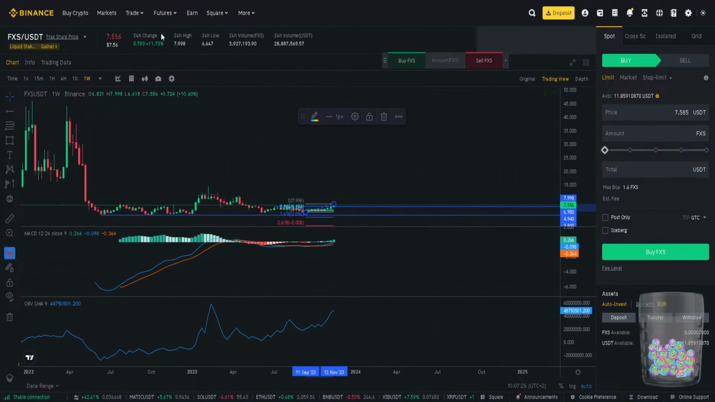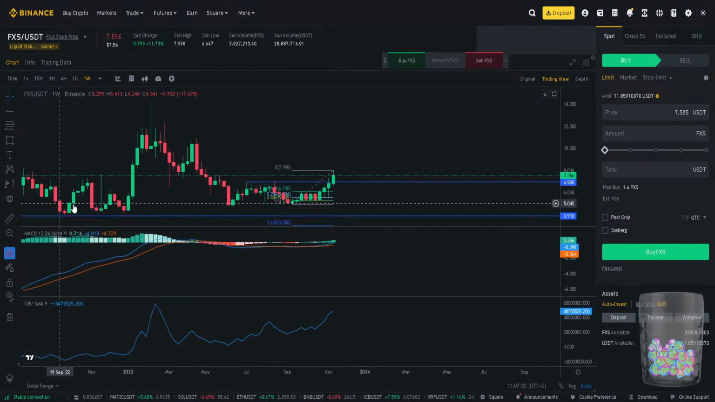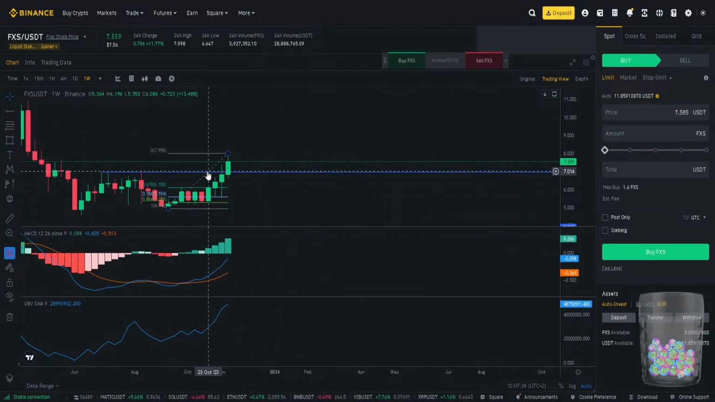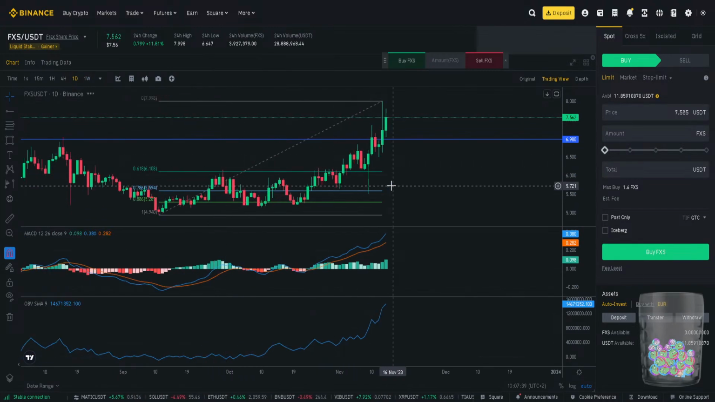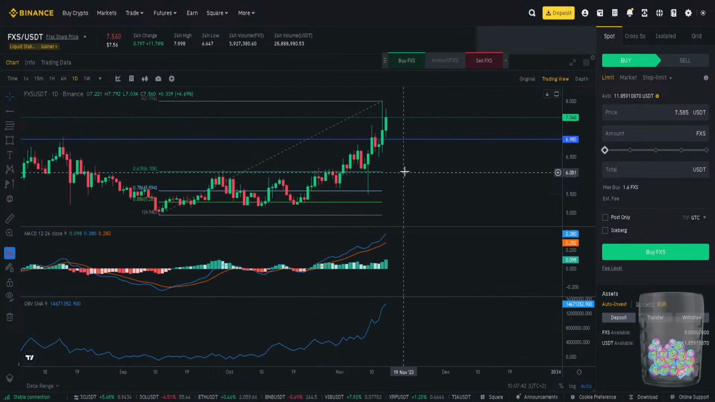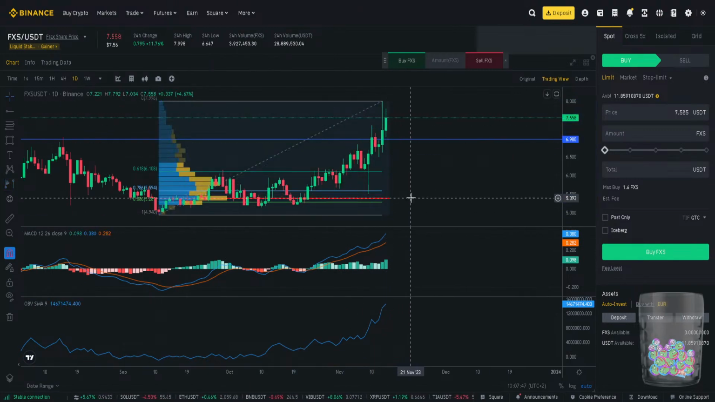Frax shares, liquid staking. Very nice chart. Lots of higher lows. Let's just see what it looks like on the daily. See where most of the volume was traded. Maybe that can give us, yeah, 5.39. Good.